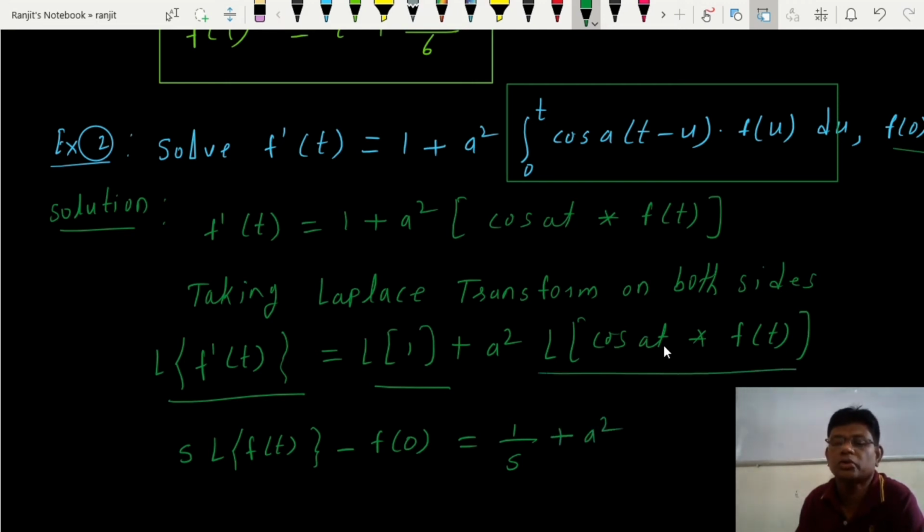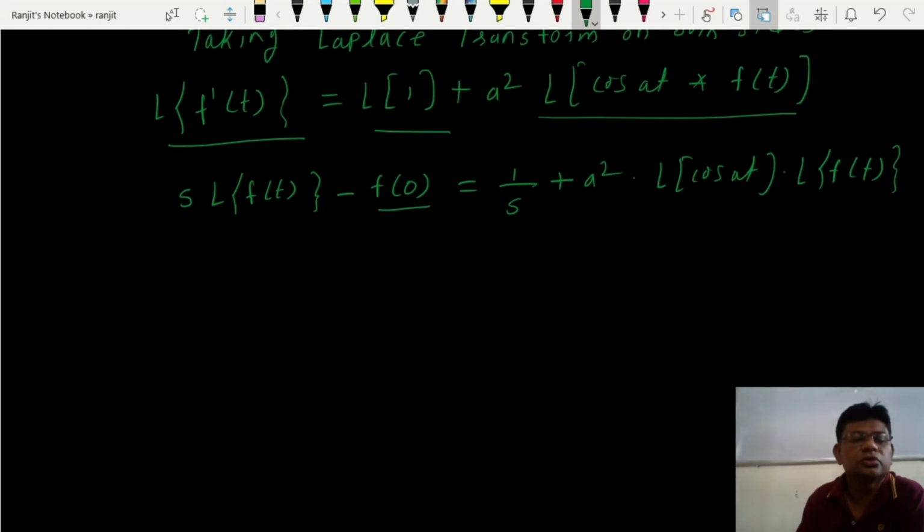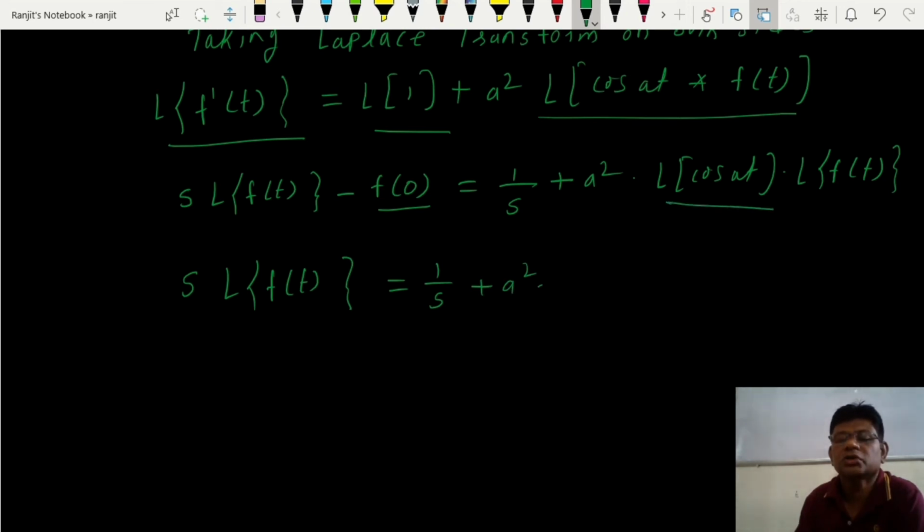and Laplace transform of cos at star f of t means Laplace transform of convolution theorem. Laplace transform of this cos at times Laplace transform of f of t. Now this f of 0 be the 0. Therefore, s times Laplace transform of f of t is equal to this 1 upon s plus a square Laplace transform of cos at, s upon s square plus a square, Laplace transform.